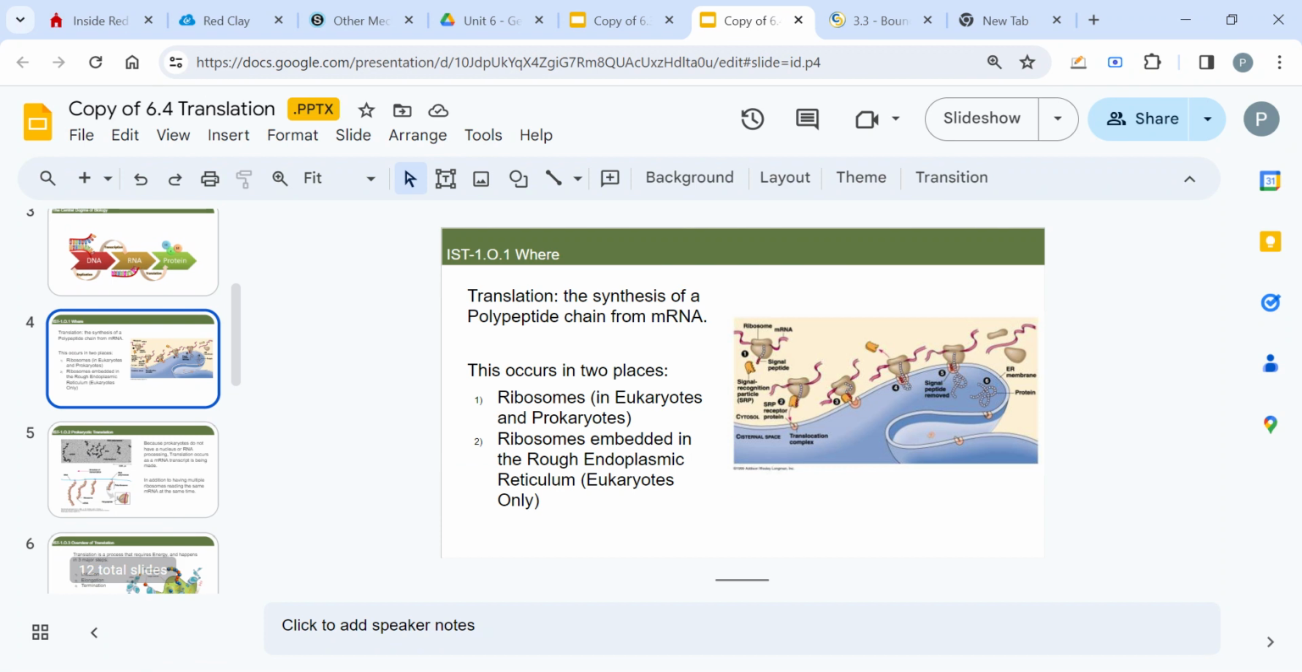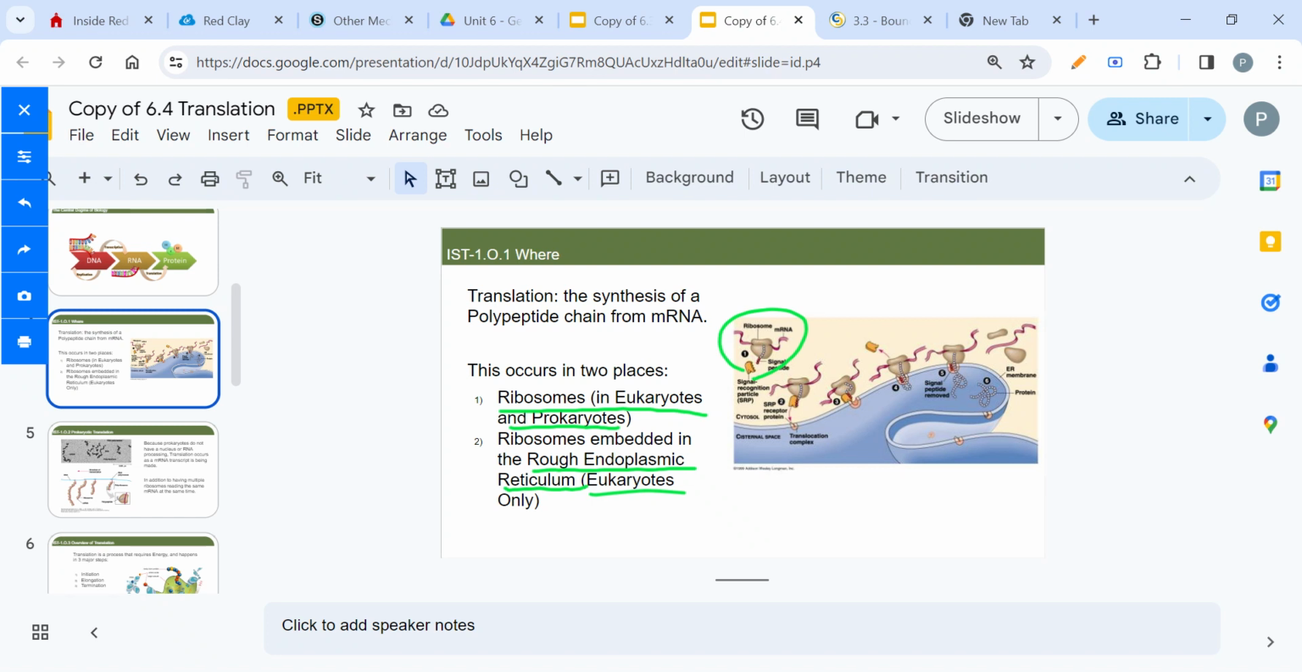Okay. Where does translation occur? There are two places in eukaryotes. You have ribosomes, which are in eukaryotes and prokaryotes, but also you have the rough endoplasmic reticulum that's in eukaryotic cells only. So these are the two places that protein synthesis can occur. You're going to see all these pictures of ribbon-looking things going through ribosomes. That's the mRNA. And we're just going to see the mRNA going through and then the protein being made in the process, okay?